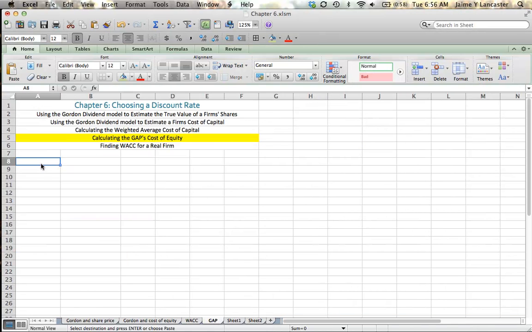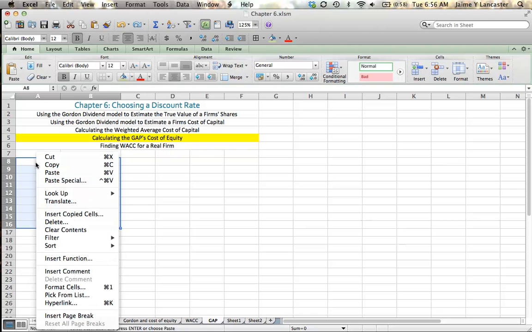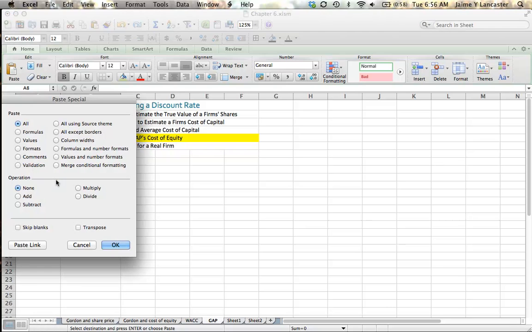And I'm going to paste these here, but I'm not going to use a regular paste. If I just do a regular paste, none of these will show up because they're referencing something else. So instead of doing a regular paste, I'm going to right click in this case and use Paste Special. And I will paste special, meaning I'm going to bring only the values.